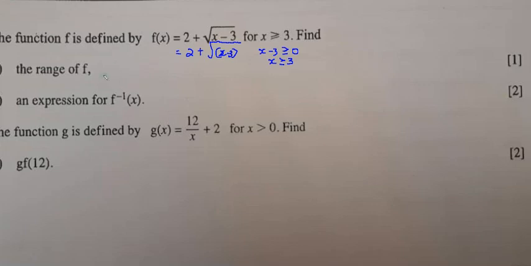Now, let's look at the range, that means the f(x) value. If you maintain x to be equal or more than 3, then this side here is always positive. Okay? So square root of a positive value, you will end up with two possibilities. First is 2 plus the square root, the positive value of the square root.